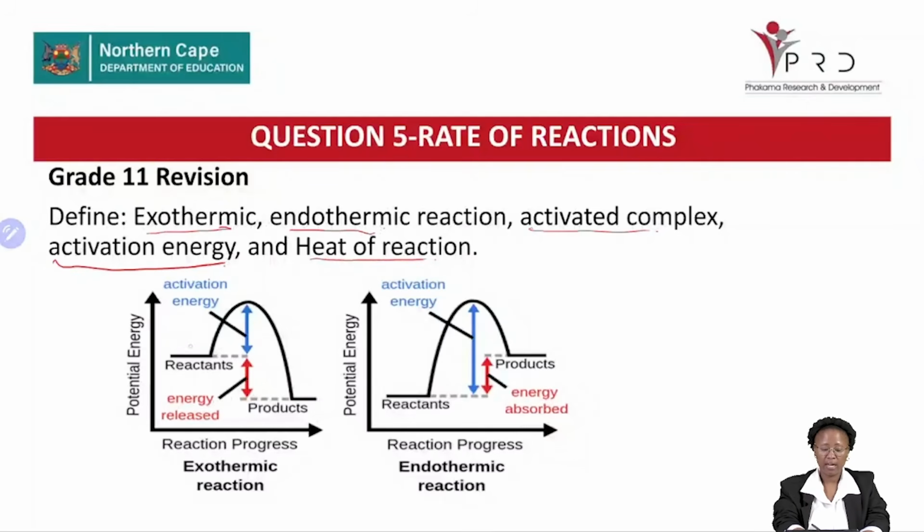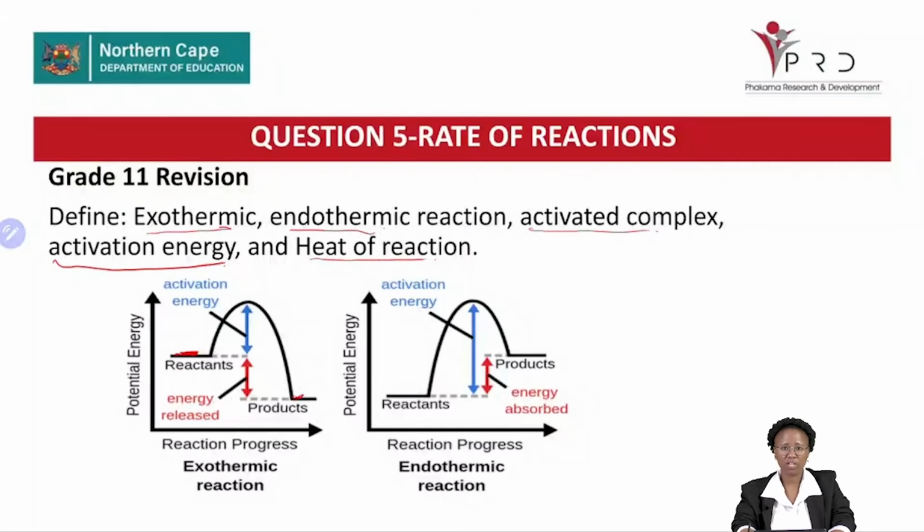Now remember here, the energy of the reactants is more than the energy of the products when you are dealing with an exothermic reaction graph. And then when you are looking at an endothermic graph, the energy of the reactants is less than the energy of the products. Now what is also very important for you to do is to know how to label this graph.